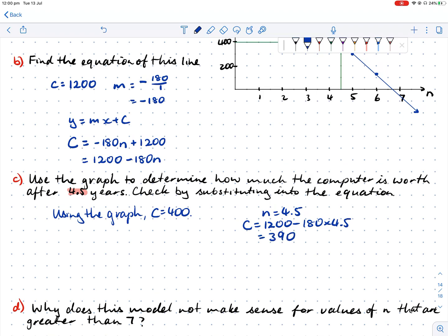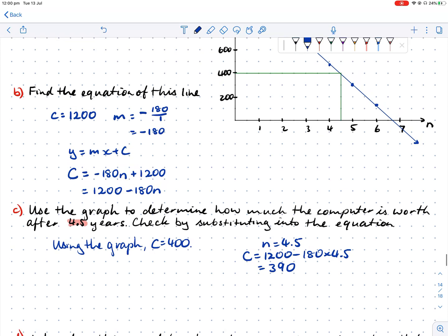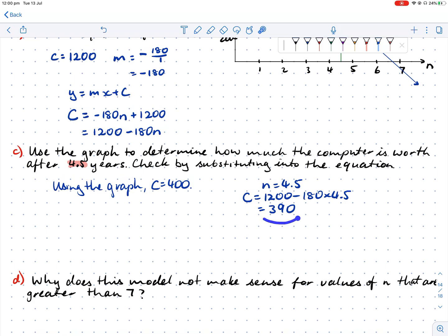So you can see that with the diagram, especially if you're estimating the dots, it's not going to be completely perfect. So if you use the equation, you're going to get a much more accurate result than if you were just reading numbers off the graph.